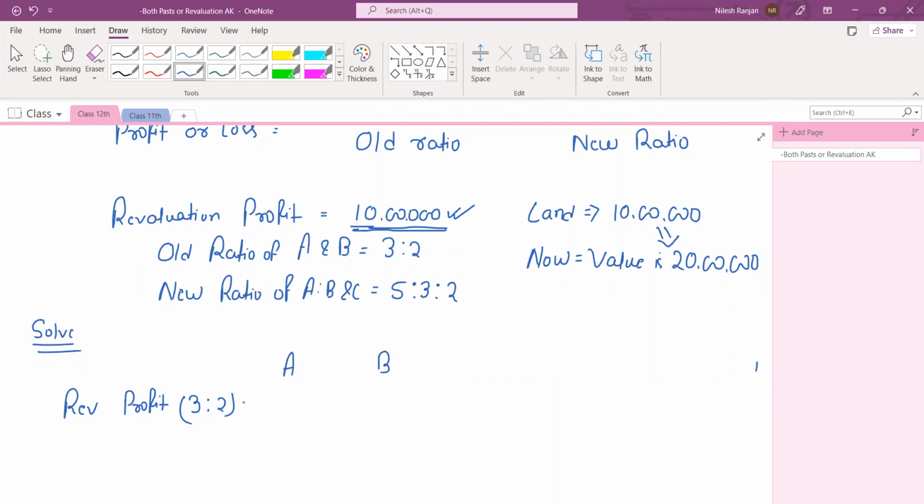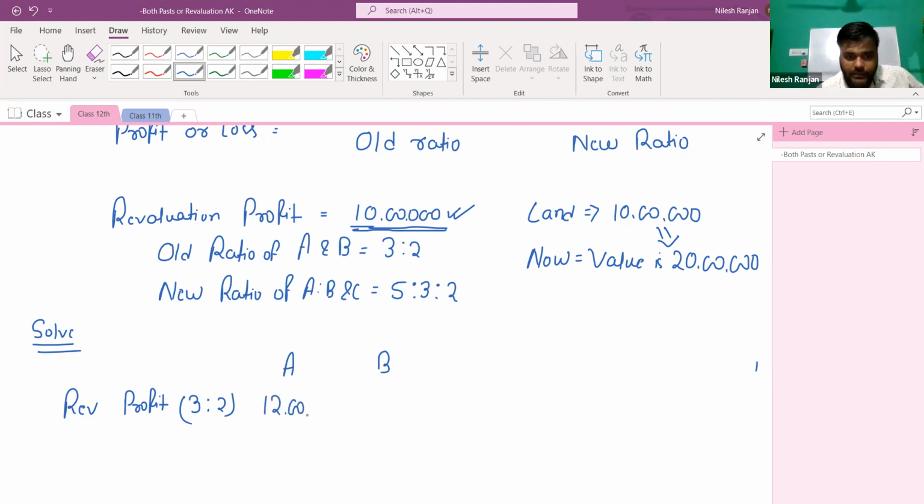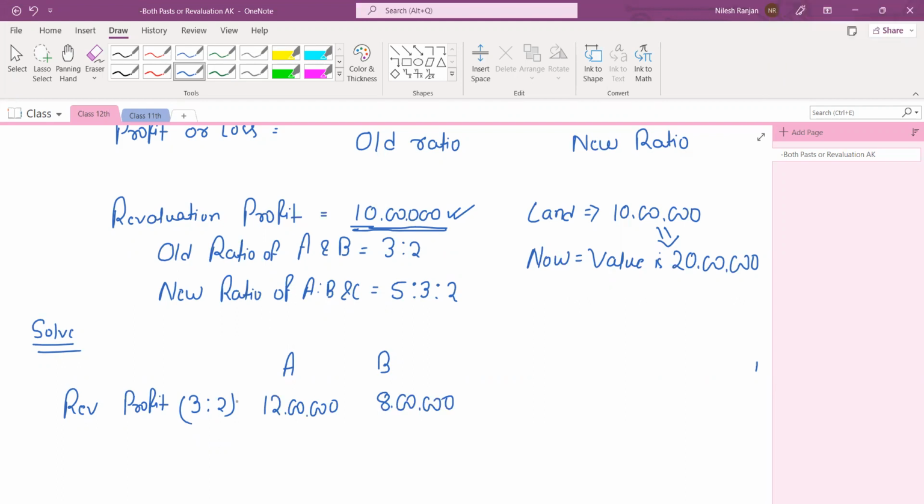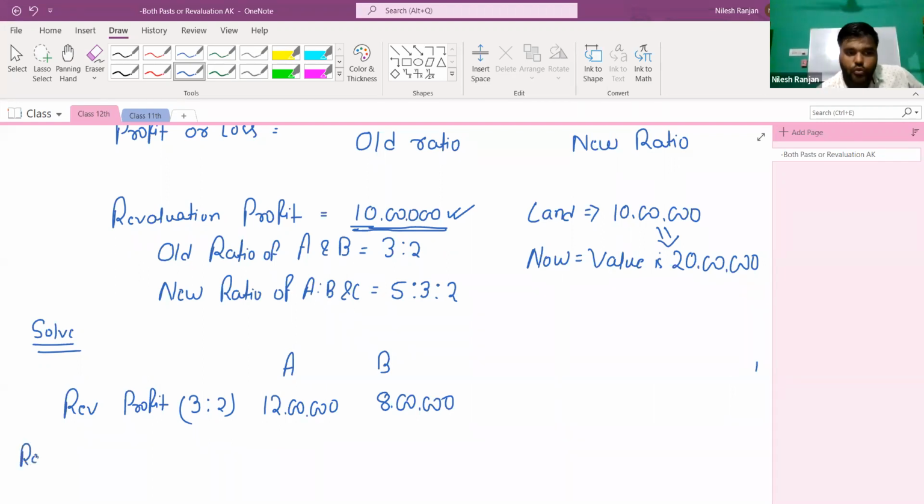So, on revaluation, if we distribute the profit, A will get 12 lakh and B will get 8 lakh. Is that clear? So it's like 20 lakh multiplied by 3 by 5. And now, if we don't distribute the profit right now, then think about it.